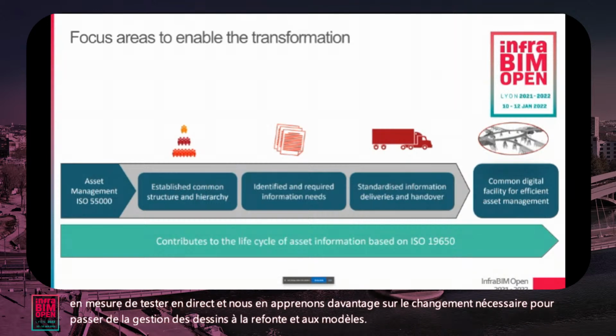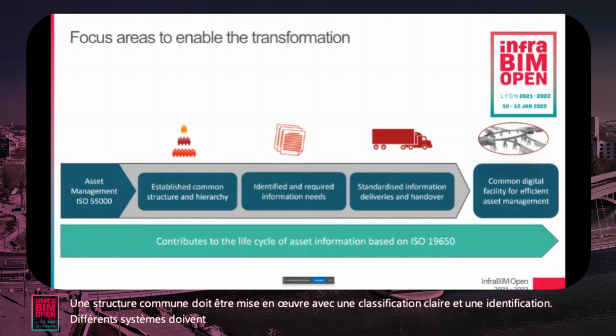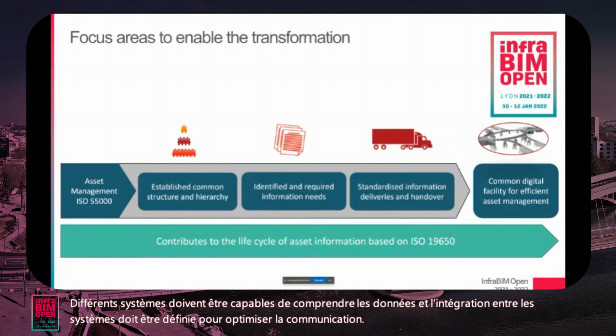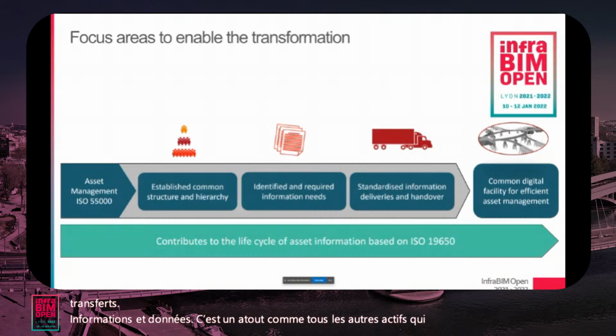A common structure must be implemented with clear classification and also identification. Different systems must be able to understand the data, and the integration between systems must be defined to optimize the communication. The information is what matters, and how you preserve it between different phases and handovers. Information and data, it's an asset like all other assets that must be managed in a structured manner.